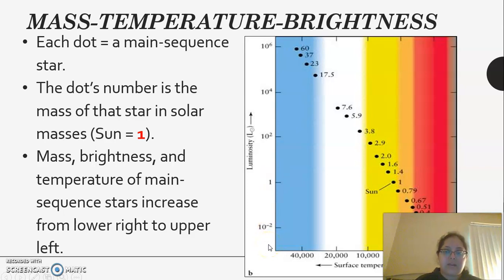And then our luminosity, I'm sorry, I have a whole bunch of people mowing outside.